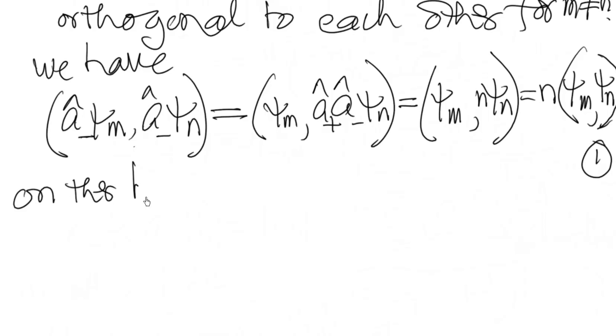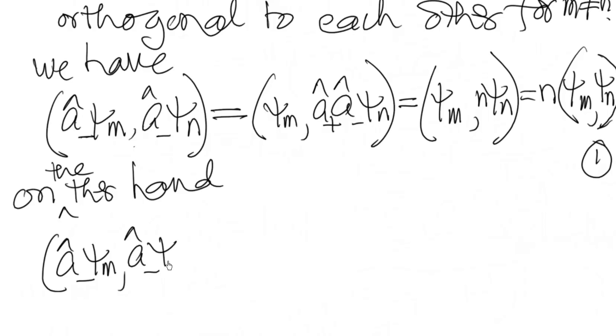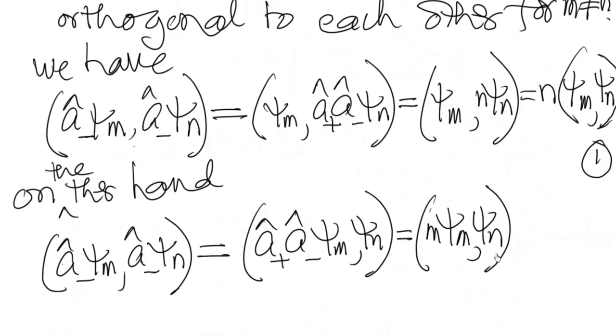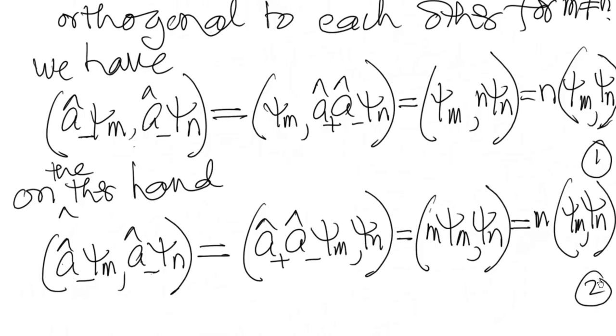on the other hand, we also have, now we bring this a minus from here to here, so it will become a plus a minus psi m and this is m psi m psi n, and if we apply again the definition in terms of integration of inner product, then you can show that this, we suppose that this is equation 2.